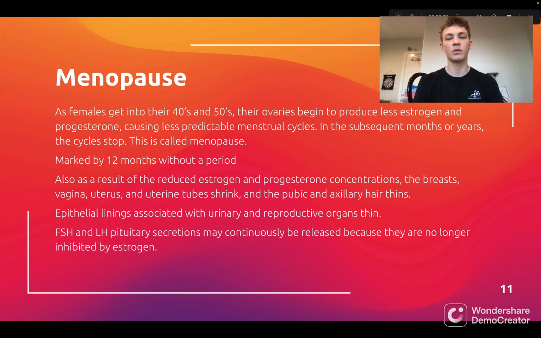However, menopause affects more than just the menstrual cycle. Also, as a result of the reduced estrogen and progesterone concentrations, the breasts, vagina, uterus, and uterine tubes shrink, the pubic and axillary hairs thin, and the epithelial linings associated with urinary and reproductive organs thin. Also, FSH and LH pituitary secretions may continuously be released because they are no longer inhibited by estrogen.